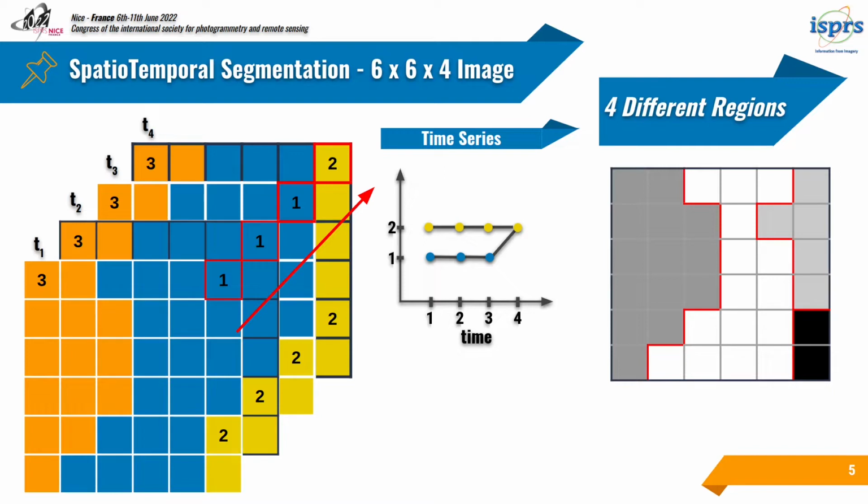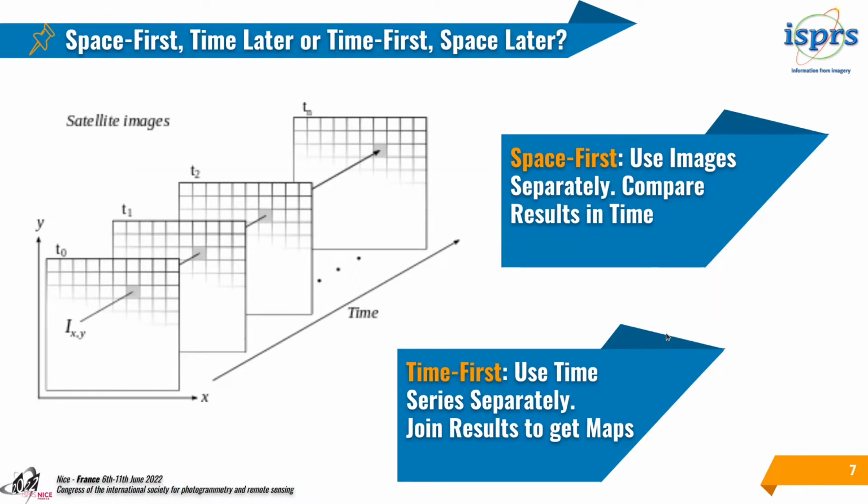From this, we can see the image has been divided into 4 different regions whose criterion is the time series. Thus, the techniques are space first, time later, or time first, space later. Space first consists of using images separately and then comparing them in time. Time first uses the time series separately and then the results are merged. So for this work, we use the concept of time first and space later.